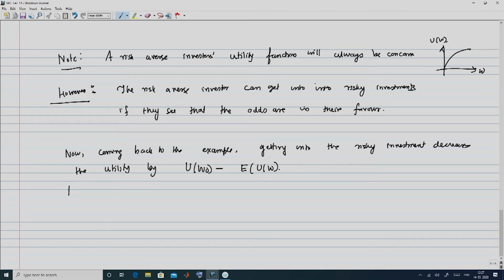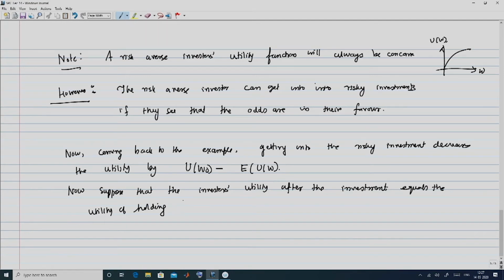Okay, so now suppose that the investor's utility after the investment equals the utility of holding a certainty equivalent, which we will abbreviate with CE, amount of cash.